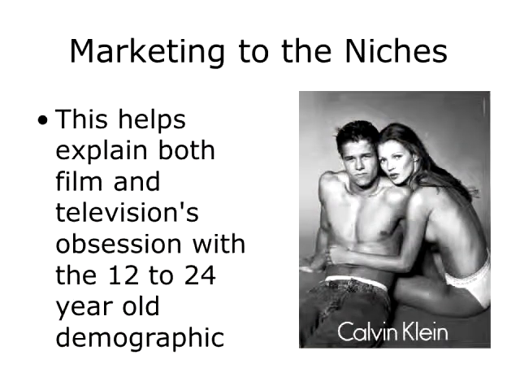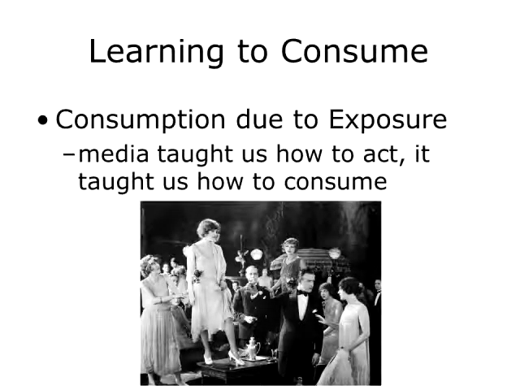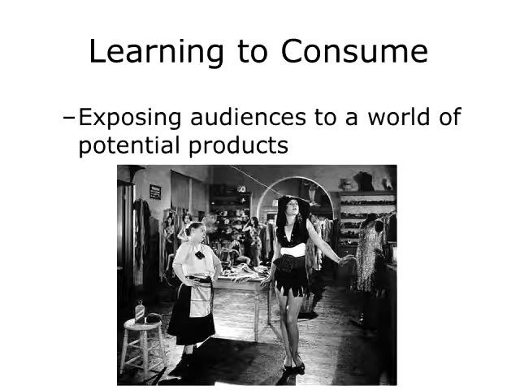This helps explain both film and television's obsession with the 12 to 24-year-old demographic. They have both maximum leisure and considerable disposable income. In Module 2, we talked about how audiences learned about behavior from mass media, like books, movies, and radio shows. Mass media also taught audiences how to consume. It exposed people to a world of potential products, enlarging their sense of their own purchasing possibilities.